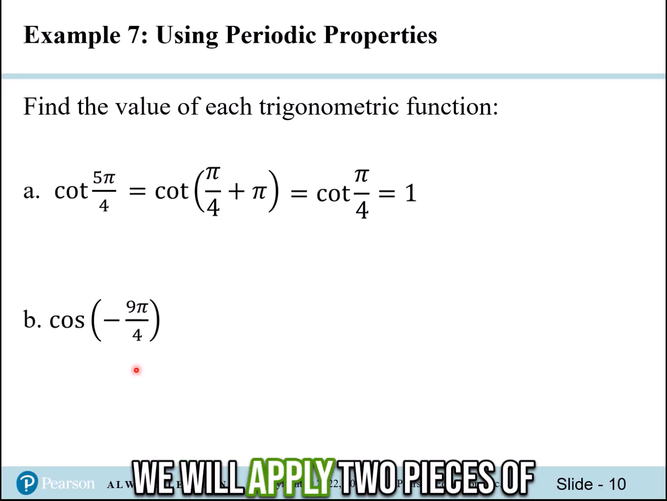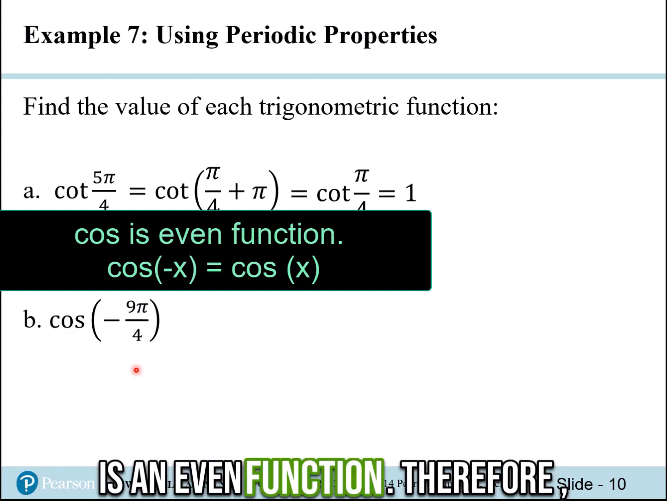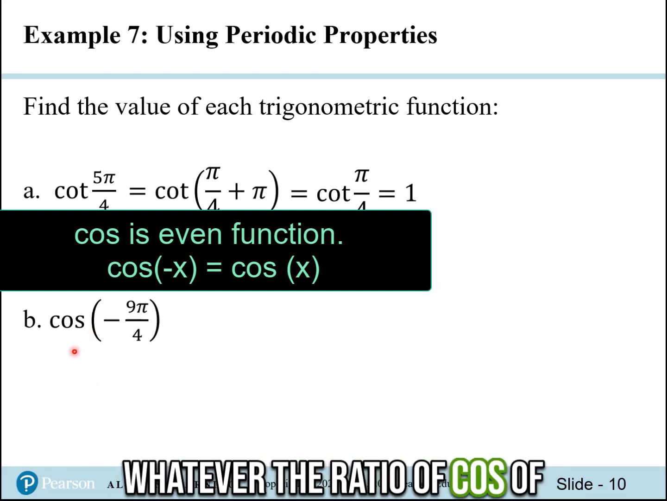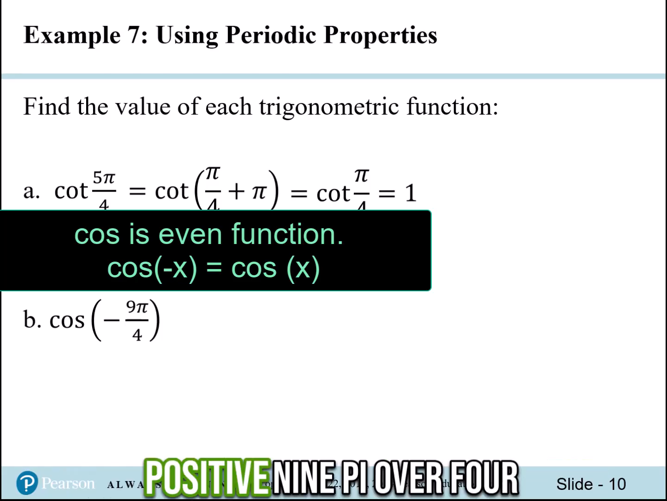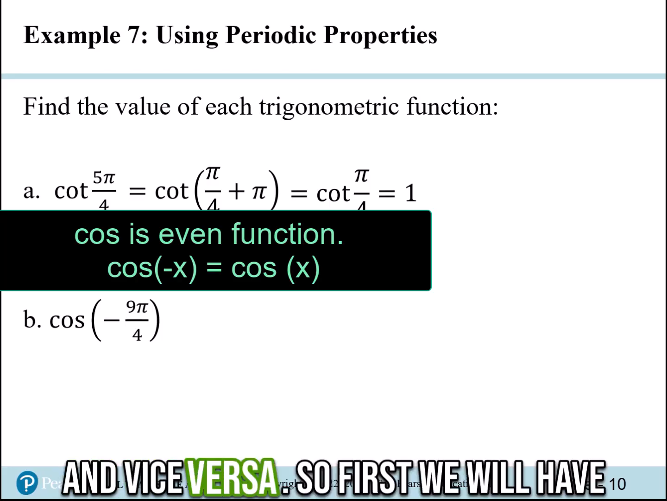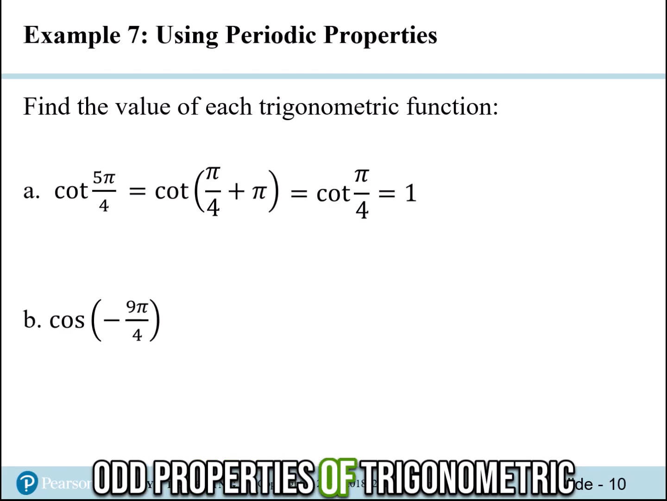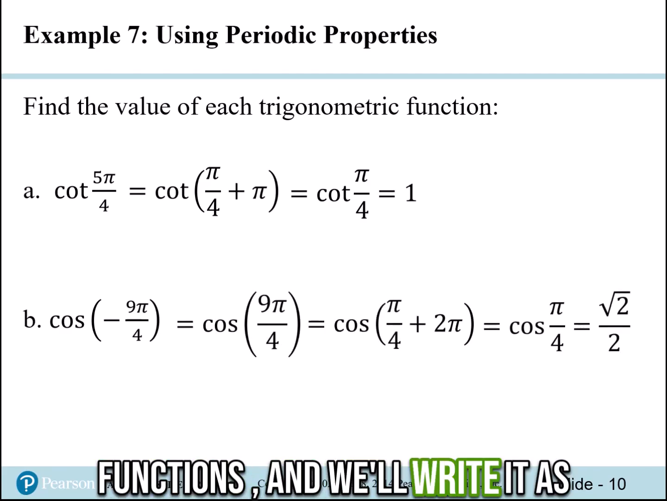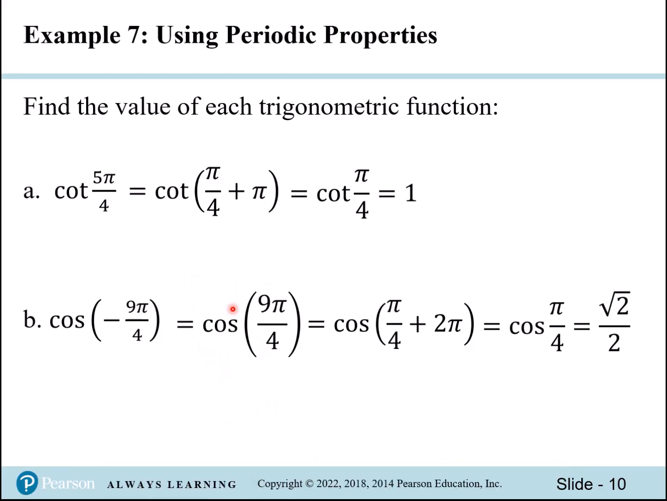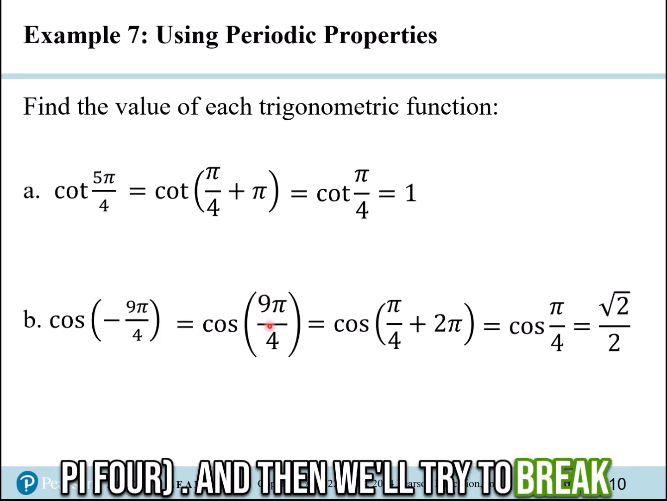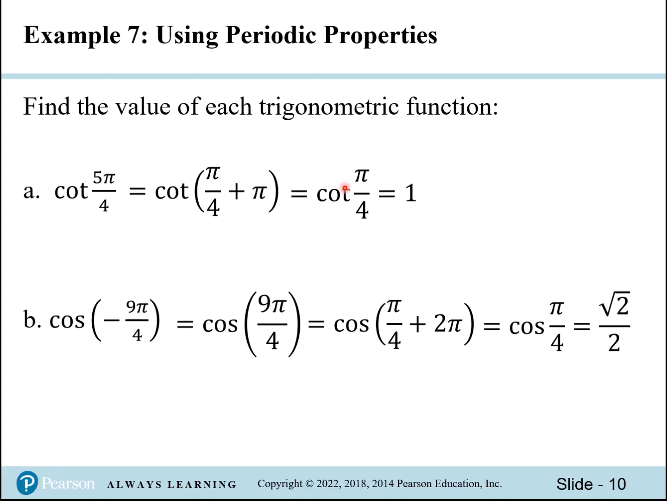Now here we will apply two pieces of information. One is that the cosine is an even function. Therefore, whatever the ratio of cos of negative 9 pi over 4 is, it'll be the same for cos of positive 9 pi over 4 and vice versa. So first we will apply our knowledge of the even-odd properties of trigonometric functions, and we'll write it as cos of negative 9 pi over 4 is the same as cos of 9 pi over 4, and then we'll try to break up 9 pi over 4 and write it in terms of 2 pi and a special angle.